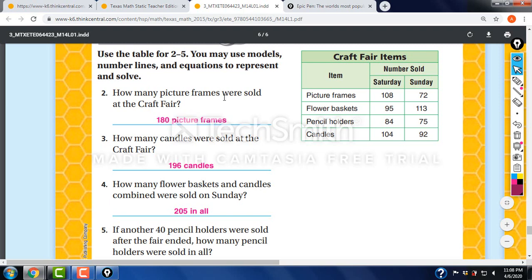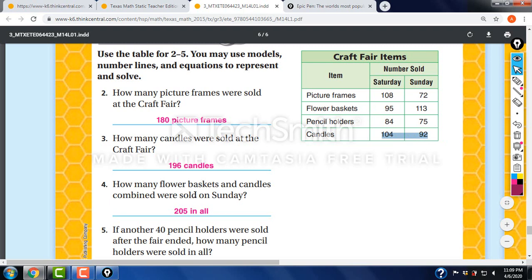180. How many picture frames were sold at the craft fair? Here are your picture frames, and the craft fair was 2 days, so you have to add those two. How many candles were sold? Here's another one here.